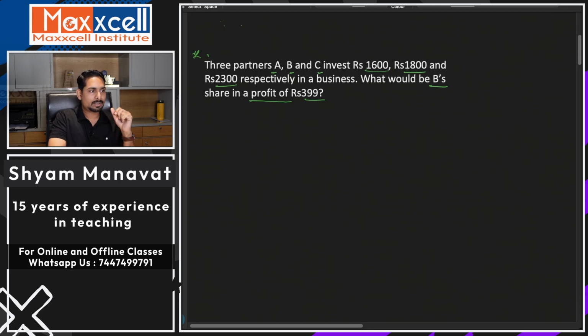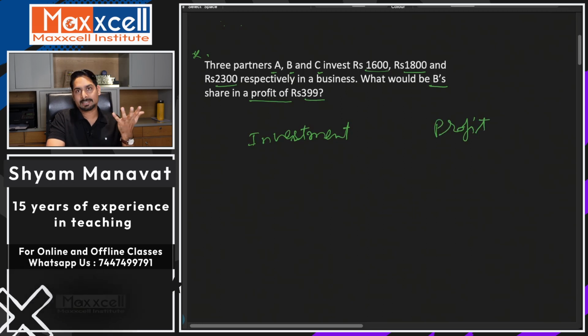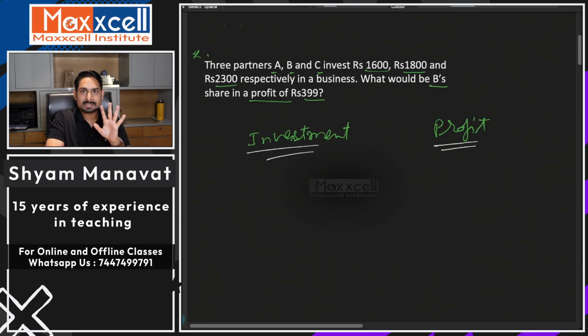Now, they are talking about investment and profit. Tell me one thing. Who should get higher profit, the one who has invested more or the one who has invested less? We need to compare only investment and profit. Don't think about any other condition. Don't think about time. Don't think about efforts. Don't think, okay, maybe A has worked in the company so he should get the higher profit share. Don't think about those factors.